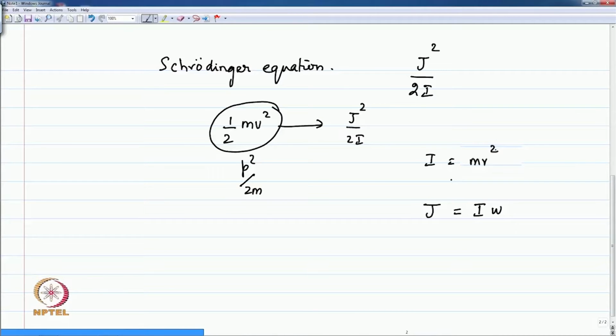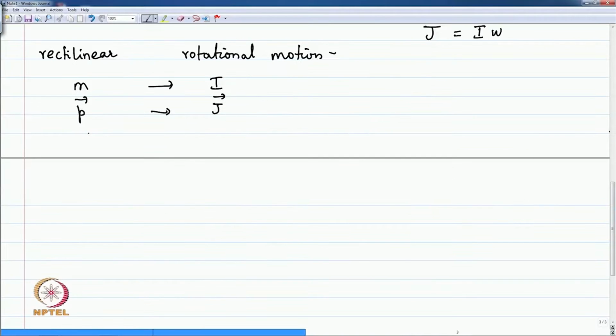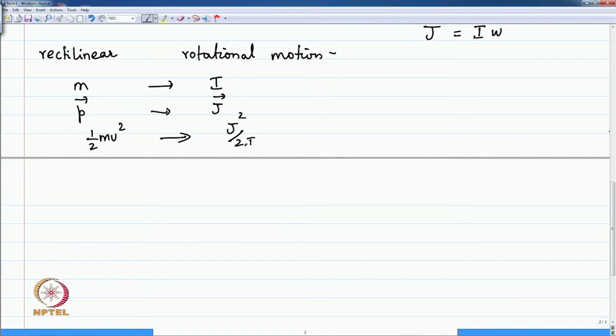Okay. Therefore, in rotational motion, if you say rectilinear Cartesian x, y, a motion in one direction, the mass, the analogous quantity is I for the particle, the moment of inertia. The velocity, the momentum, the linear momentum, the analogous quantity is the angular momentum j, and the kinetic energy half m v square goes over to j square by 2I.